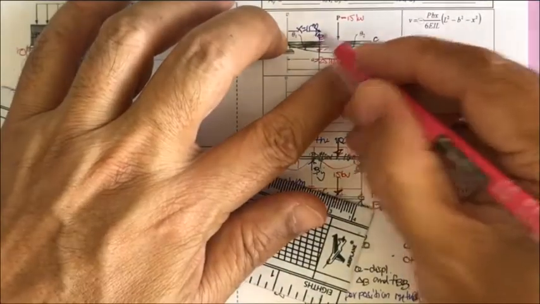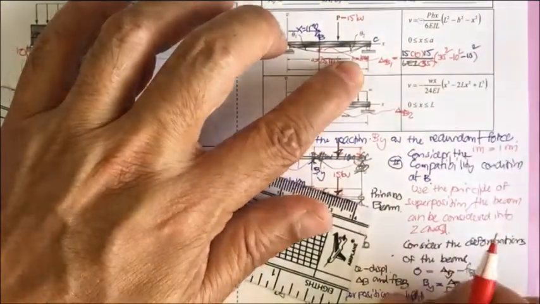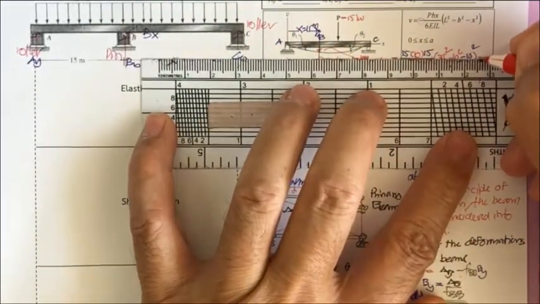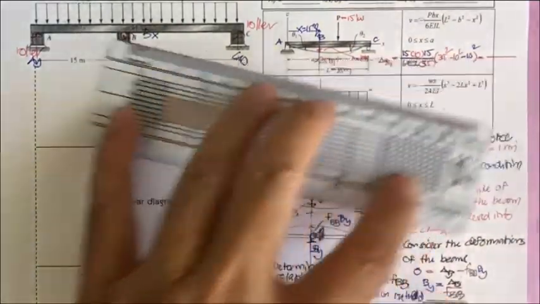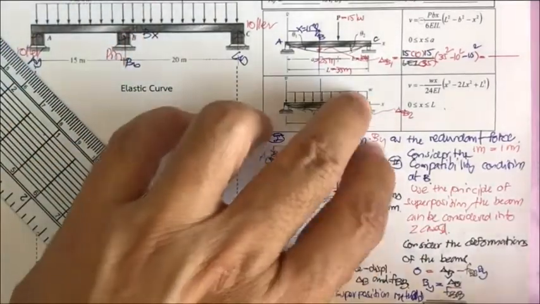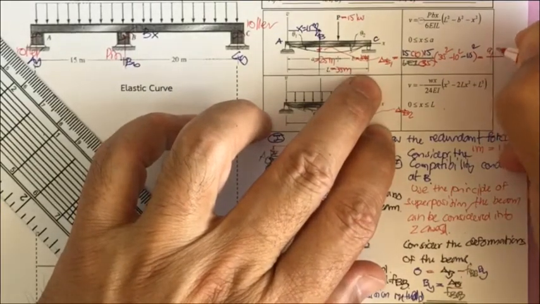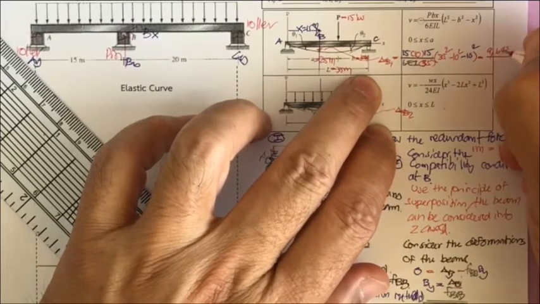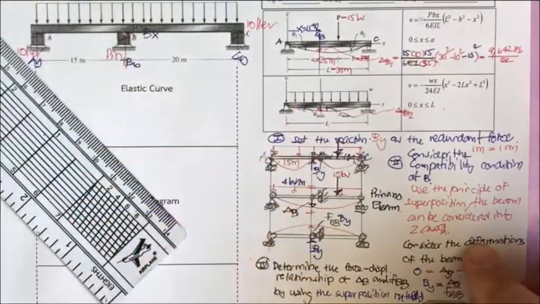So it's minus 15 squared. So the total is going to be this. If you put everything into your calculator, you may pause this video and check it out. What do you get from your calculation? This is going to be 9,642.86 divided by EI.